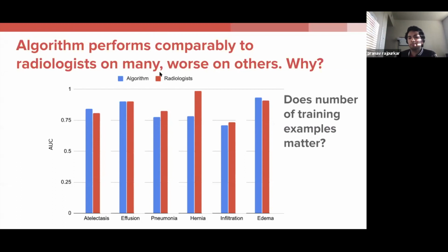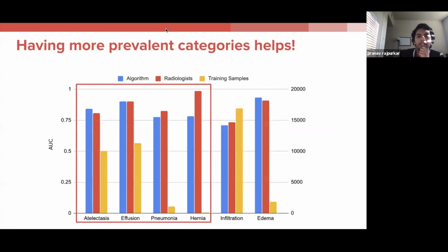And one hypothesis that we have here is deep learning algorithms require a lot of examples. Let's just see if the number of training examples matters. So we look at the categories for which we have a lot of data. Here in yellow is the amount of data we have. And we see for atelectasis and effusion, we have a lot of data and the algorithm's performing as well as radiologists. Great. And when we look at pneumonia and hernia, in fact, the yellow bar is so small you can't even really see it. When we look at these pathologies, we see that there is a difference between the two.